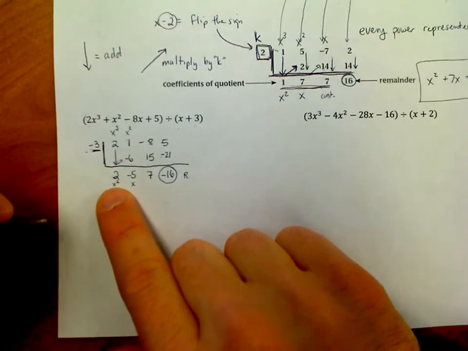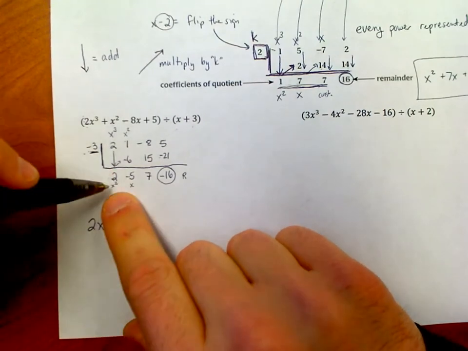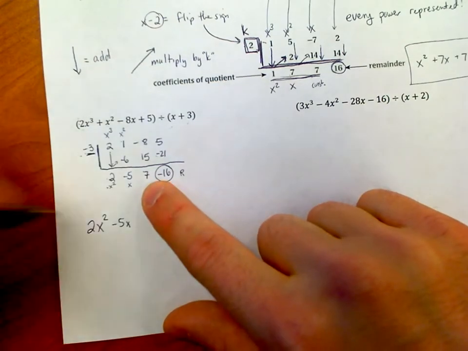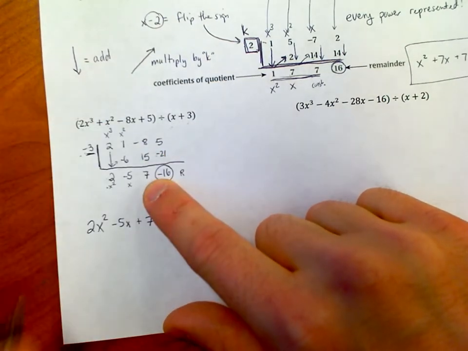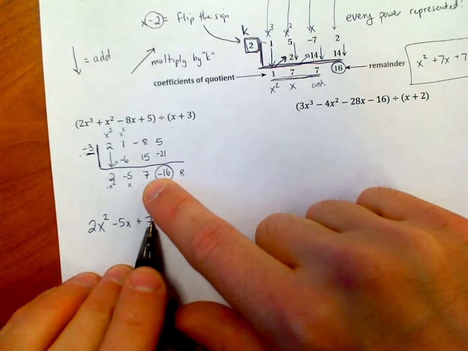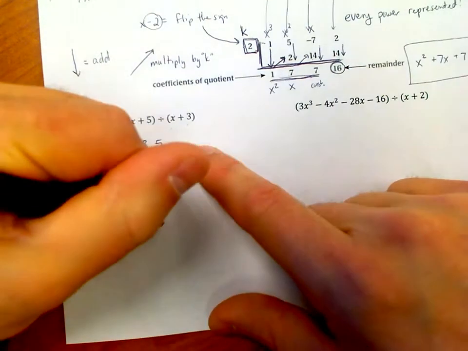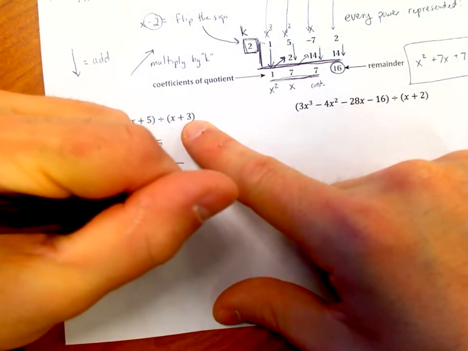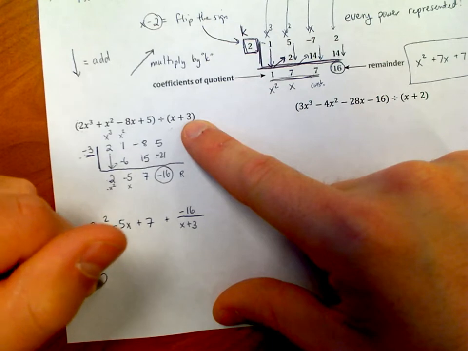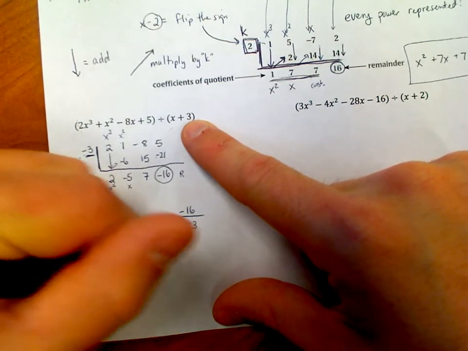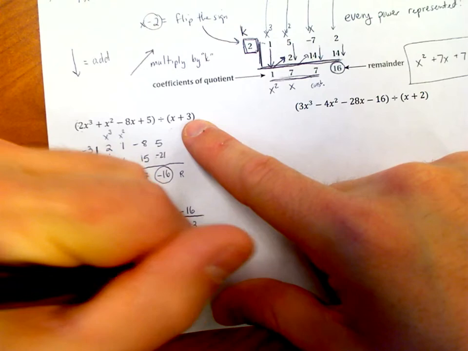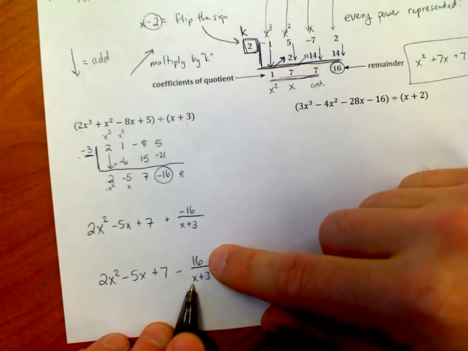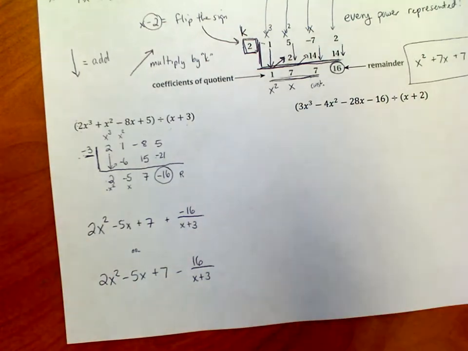So that tells me my answer should be 2x squared, because that's in the x squared spot, negative 5x, and 7 constant, no x at all. See how it's reducing? X squared, x, no x at all, and the remainder is negative 16, so I can either write it as plus a negative 16 over x plus 3, or take that negative sign and move it out front, just like we did with the long division, and say minus 16 over x plus 3. Either one of these answers is acceptable.